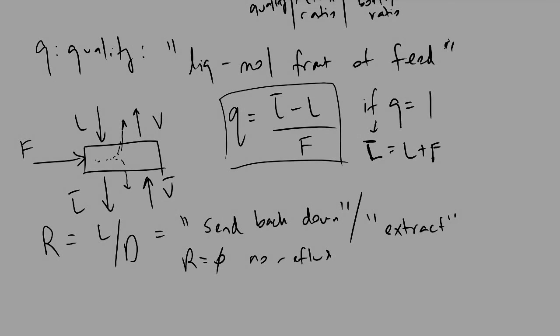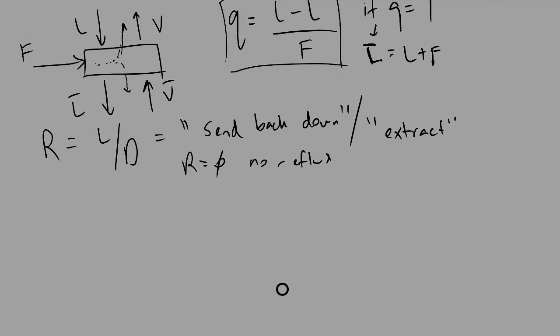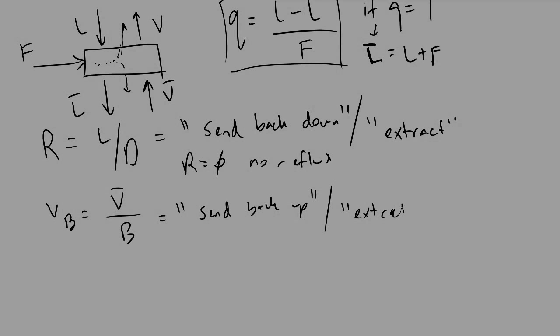And then finally, we have a boil-up ratio term VB, and this is equivalent to V bar over B, which again in words is very similar to the reflux ratio. It's how much we send back up divided by how much we extract in our bottom stream. So if VB is equal to 0, we're not sending any moles from our reboiler back up our distillation column.